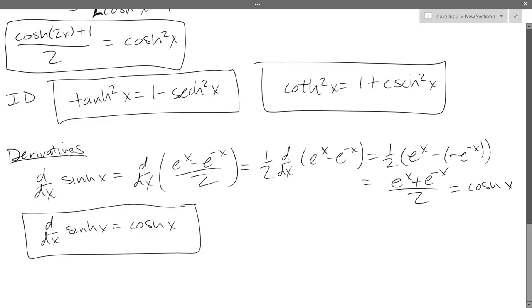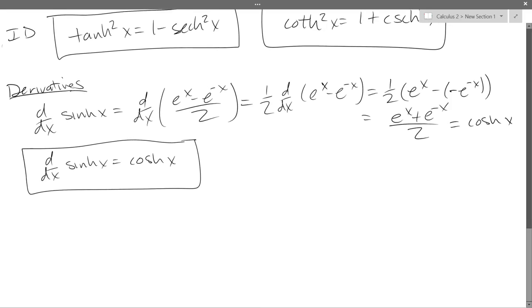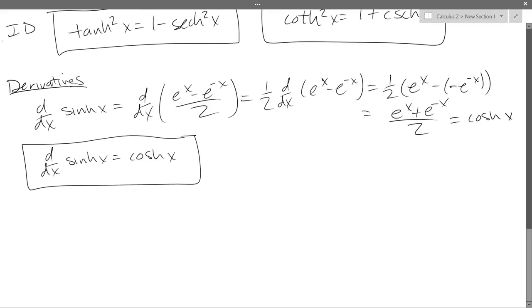Derivative of hyperbolic sine is hyperbolic cosine. So that's nice. So what's next? Cosine. So we're gonna do all 6 trig functions. We got 5 left to do.